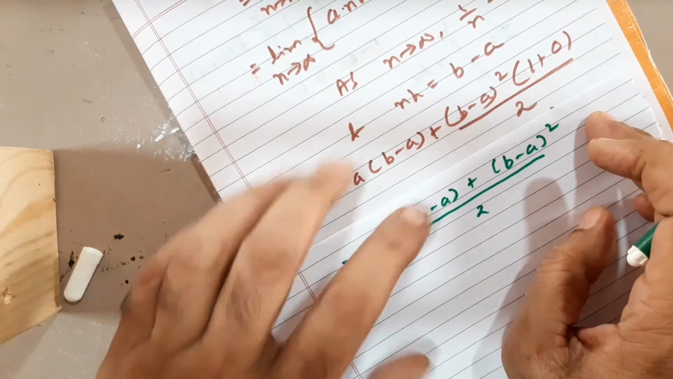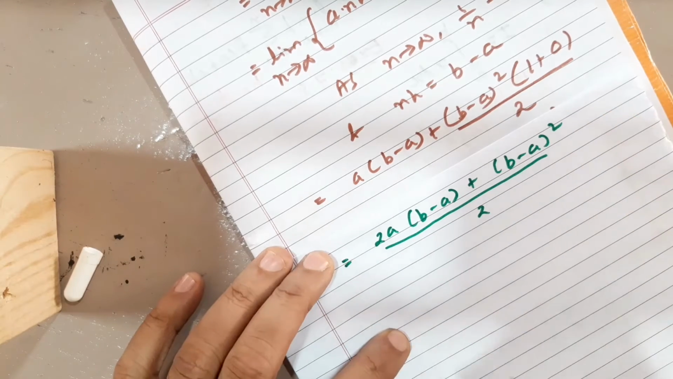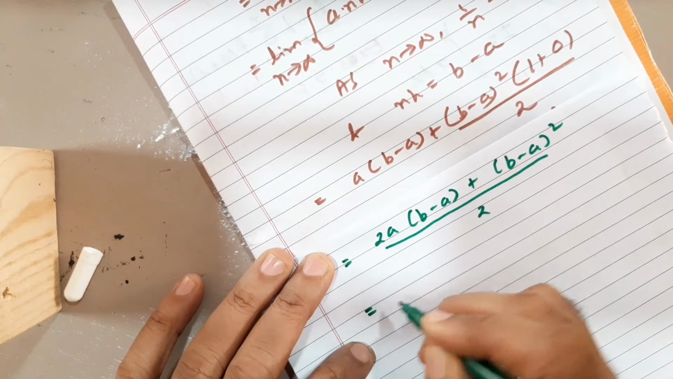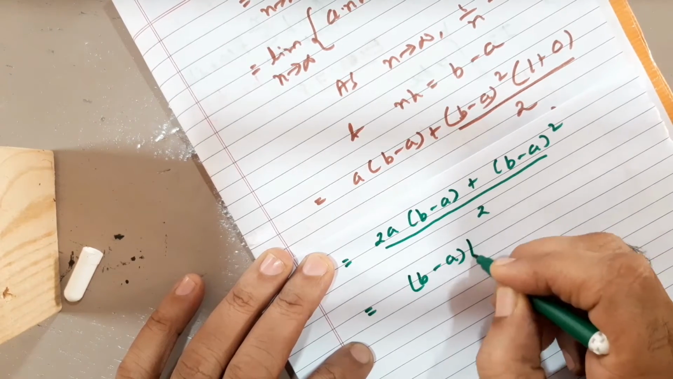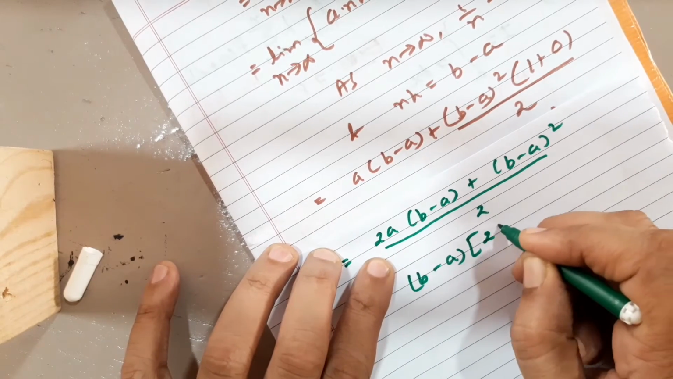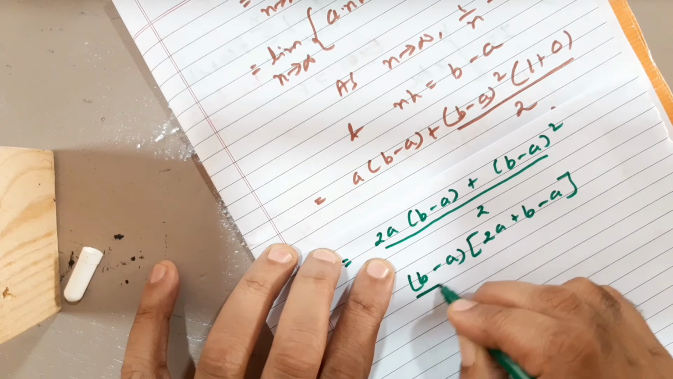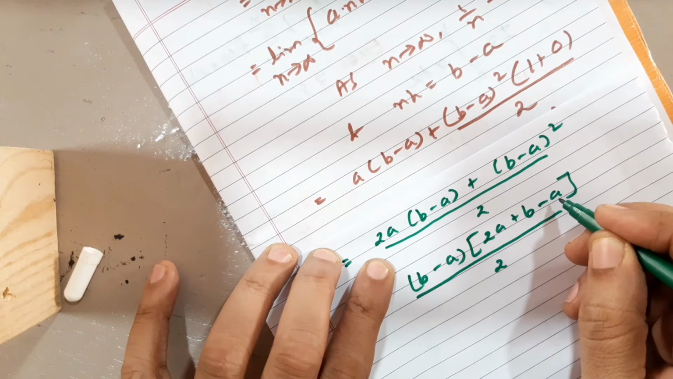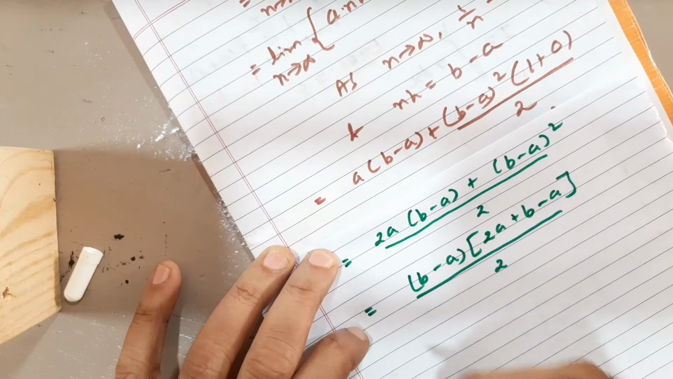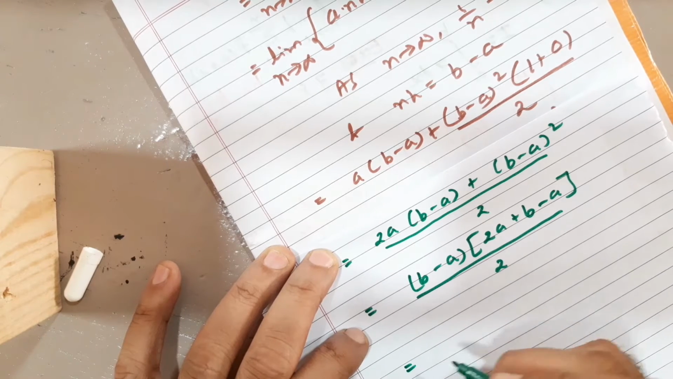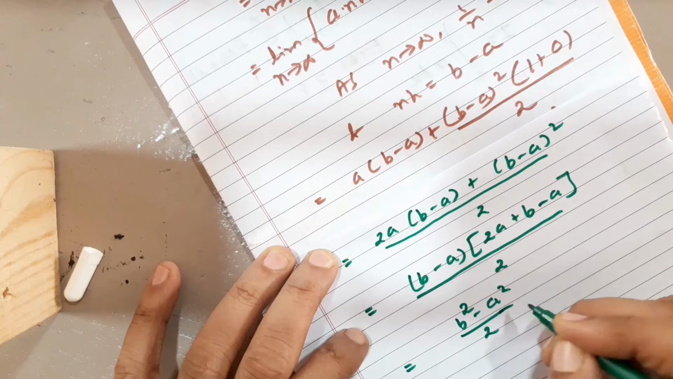Okay, right? Now you can take b minus a throughout common. And if you take b minus a common, then what is left inside the bracket? क्या बचेगा? So here it is 2a plus b minus a, correct, upon 2. Now 2a minus a is plus a, so it is b plus a. So b minus a into b plus a. So what is the final answer, friends? It will be b square minus a square by 2. Now this is the final answer.